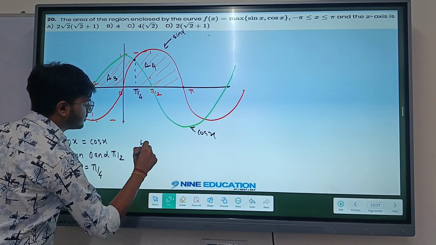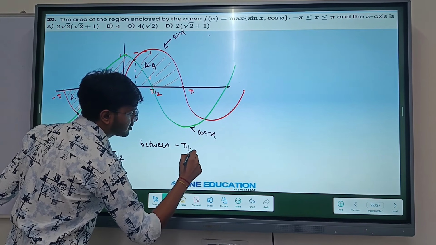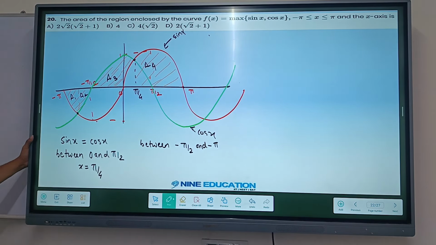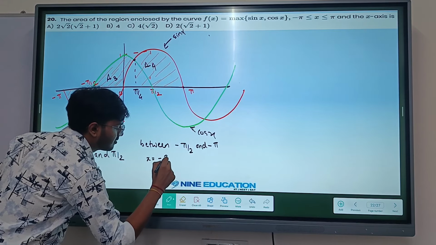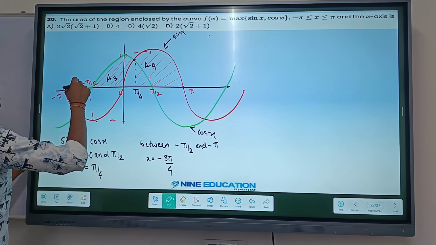The next point of intersection is between minus pi by 2 and minus pi, which quadrant? Third quadrant. When are both of them equal? Minus 3 pi by 4. So this point of intersection is minus 3 pi by 4.